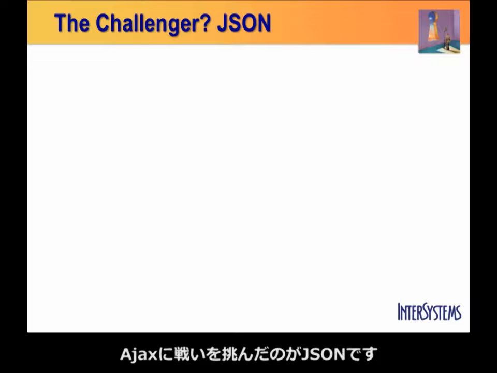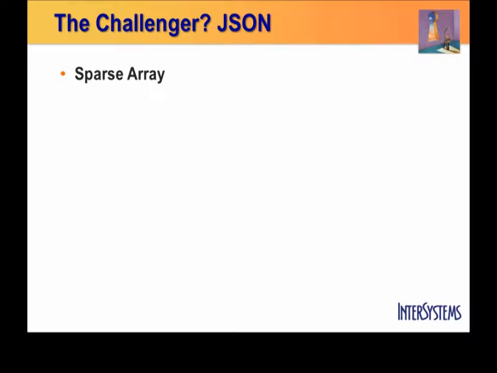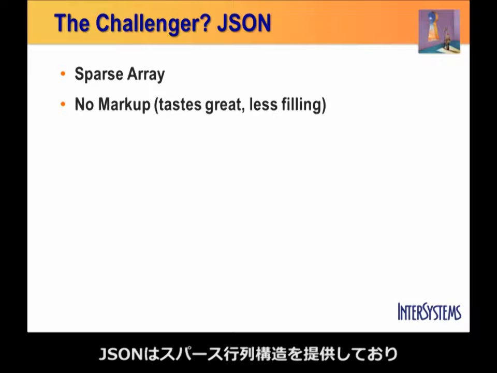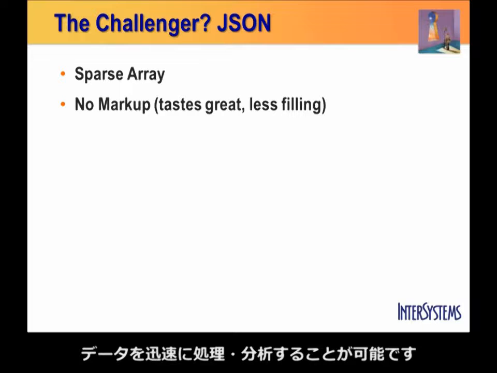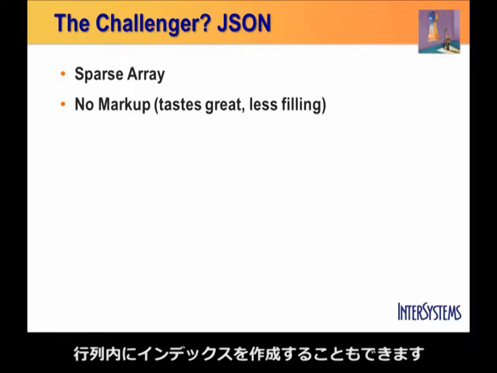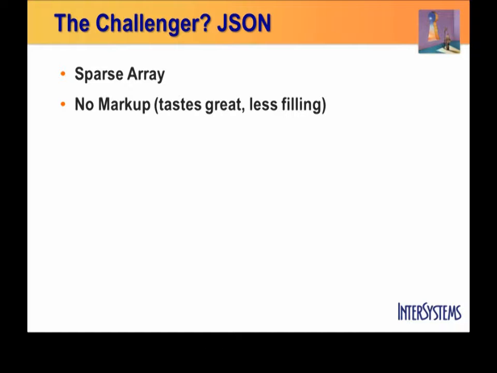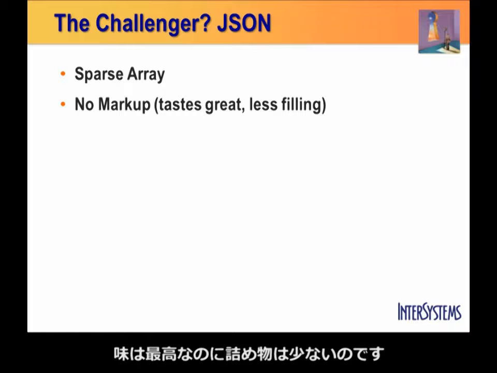Who came to challenge AJAX? JSON did. These sound like names of people, right? So JSON provides a sparse array structure, which is very, very good because now you can actually process and analyze the data quickly because it's a sparse array. So you can index into the array and you can do stuff like that. There's no markup associated with this. It's not bloated like XML. So tastes great and it's less filling.